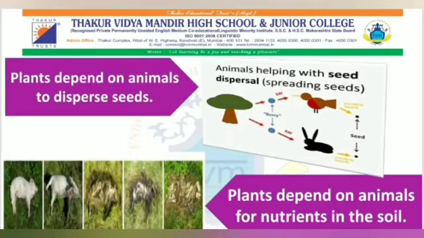Plants depend on animals to disperse seeds. When animals take fruits or seeds as food, they act as willing transporters of the plant's seed. Some fruits have structures like hooks that get stuck to their fur or feathers. While moving from one place to another, seeds also spread through their droppings. Plants also depend on animals for adding nutrients in the soil. Animal wastes as well as their dead bodies provide nutrients to the soil.